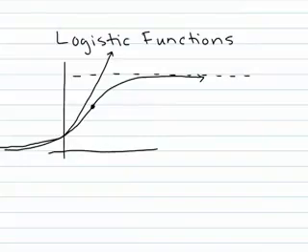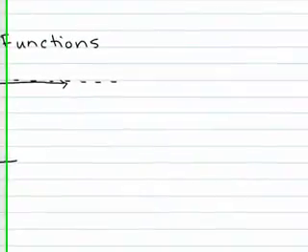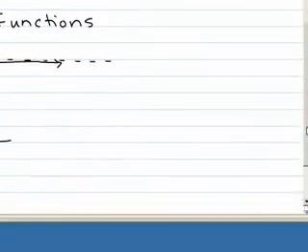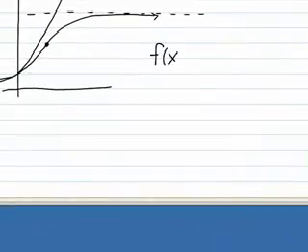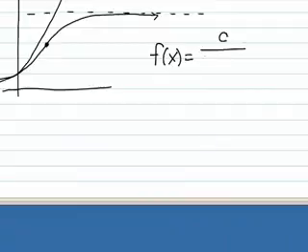Okay, so back to our notes. Now we need the equations for logistic functions. So the first one, we're going to have two different ones. The first one is f of x equals c over 1 plus a times b to the negative x power.